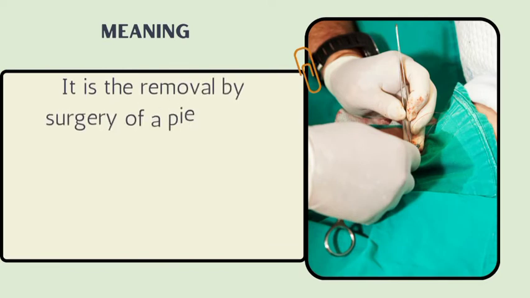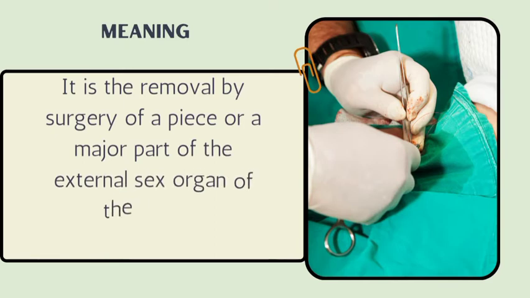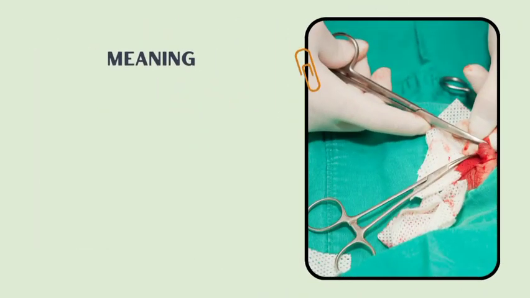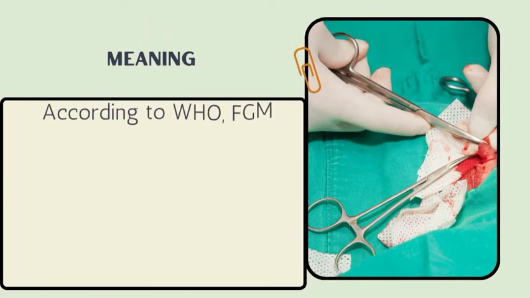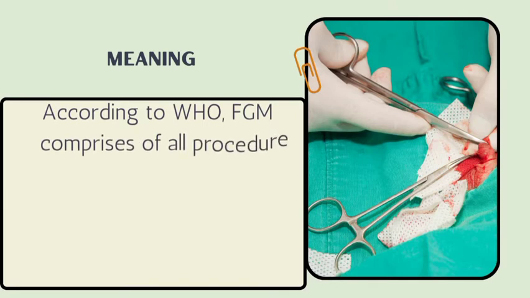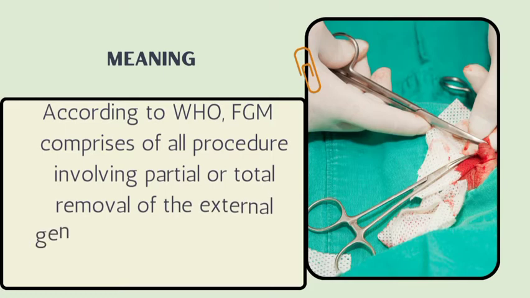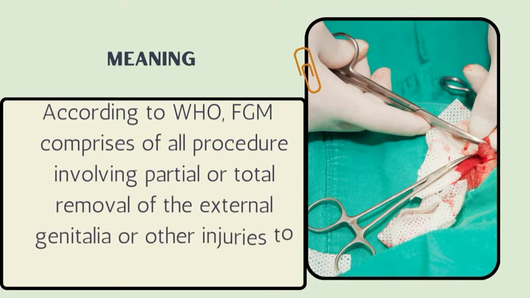What is the meaning of female genital mutilation? It is said to be the removal by surgery of a piece or a major part of the external sex organ of a female. According to the World Health Organization, female genital mutilation comprises all the procedures that involve partial or total removal of the external genitalia or other injuries to the female organ.